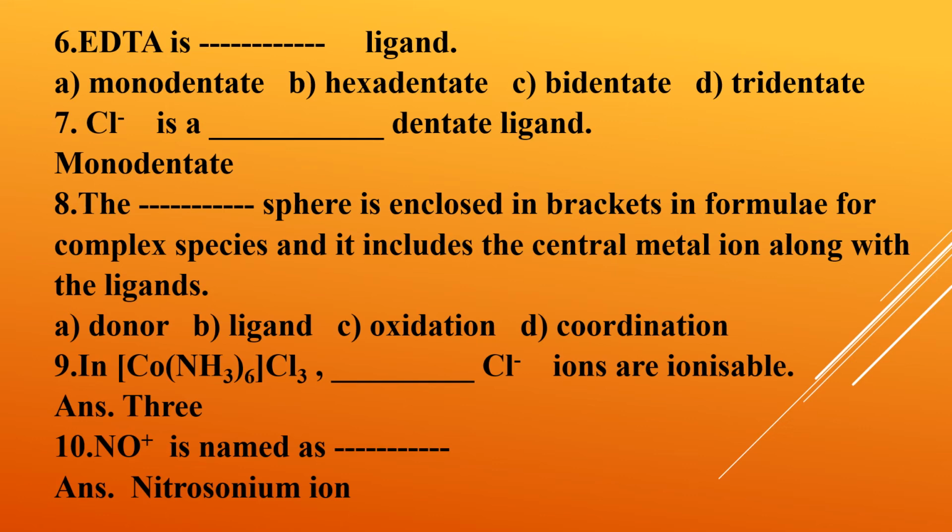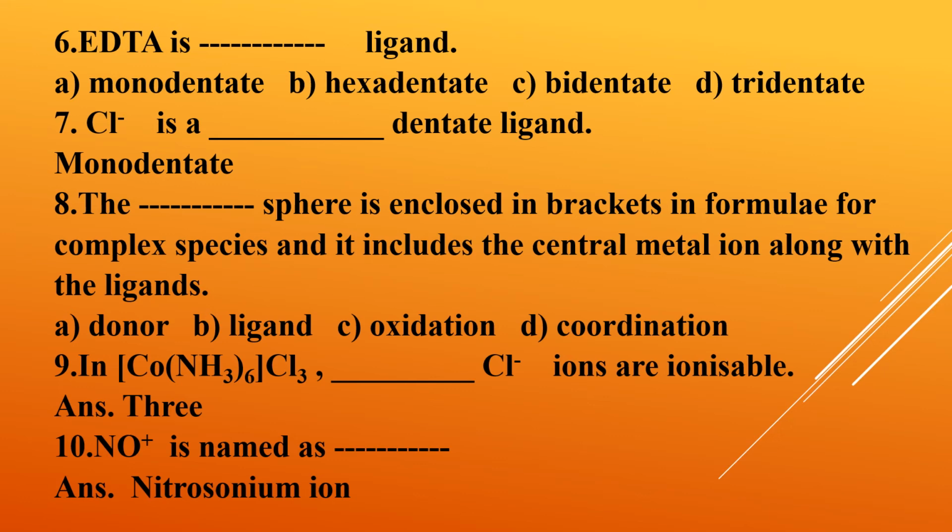Question number 7. Cl minus is a dash dentate ligand. What is the answer? It is a monodentate or unidentate ligand. The answer you are supposed to write here is monodentate or unidentate ligand.